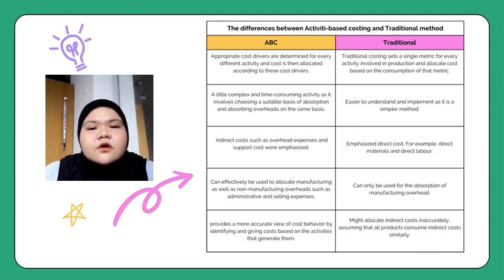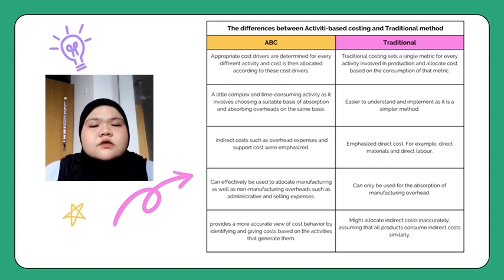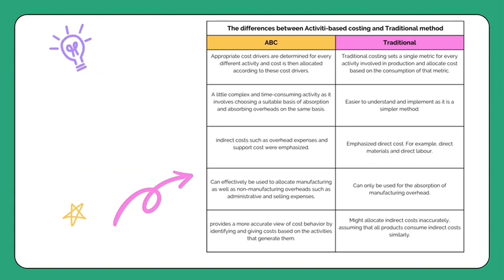Thirdly, indirect costs such as overhead expenses and support costs are emphasized in this method. Next, ABC method can effectively be used to allocate manufacturing as well as non-manufacturing overheads such as administrative and selling expenses. Lastly, a costing method like ABC provides a more accurate view of cost behavior by identifying and giving costs based on the activities that generate them.